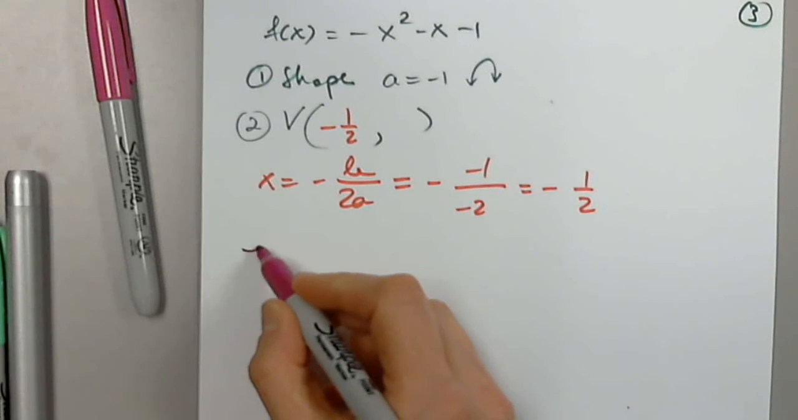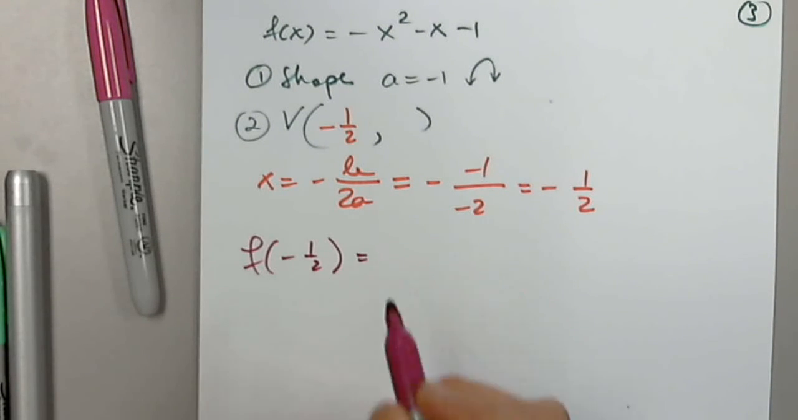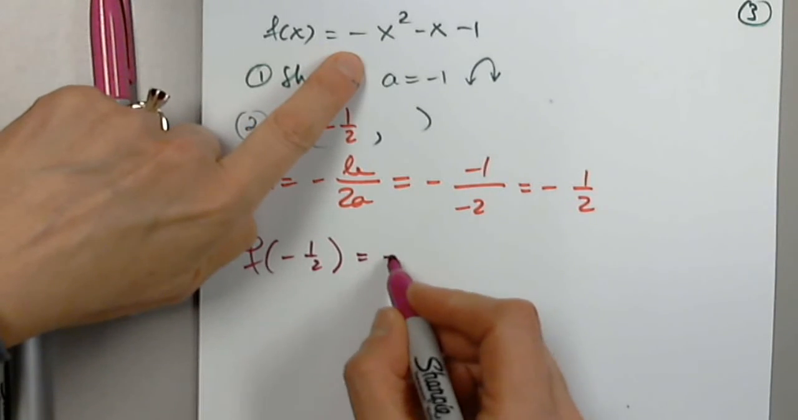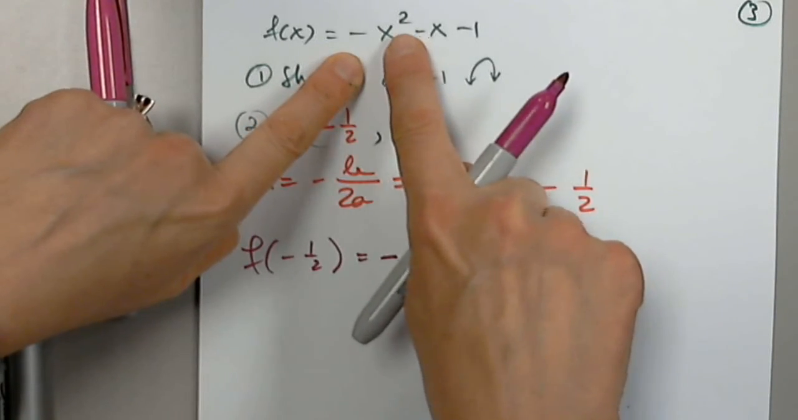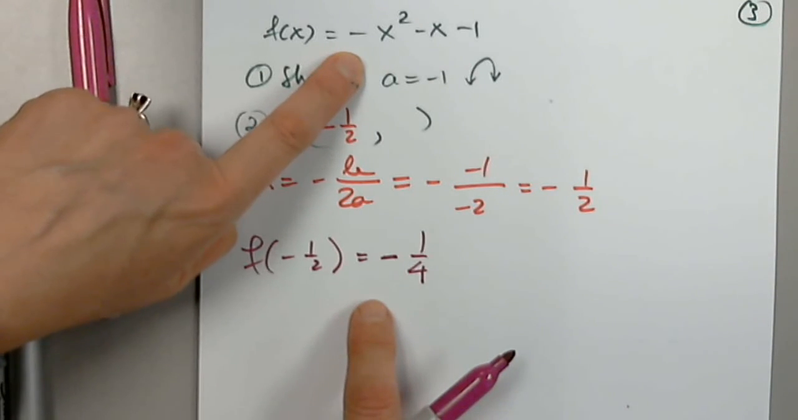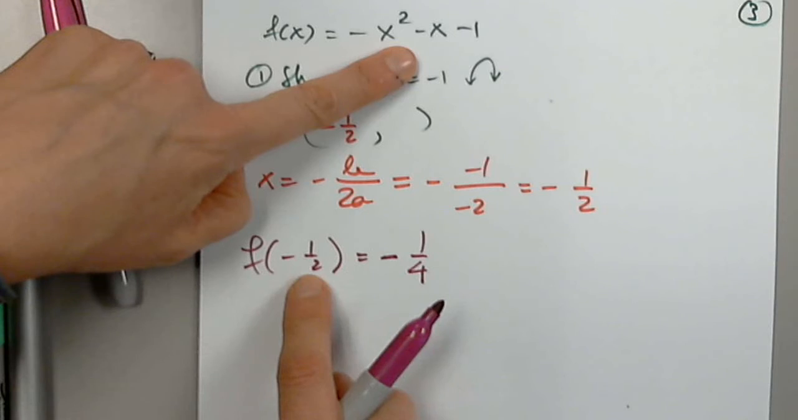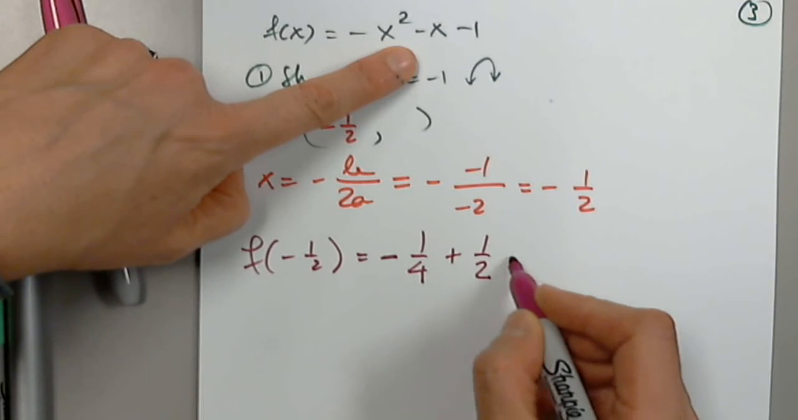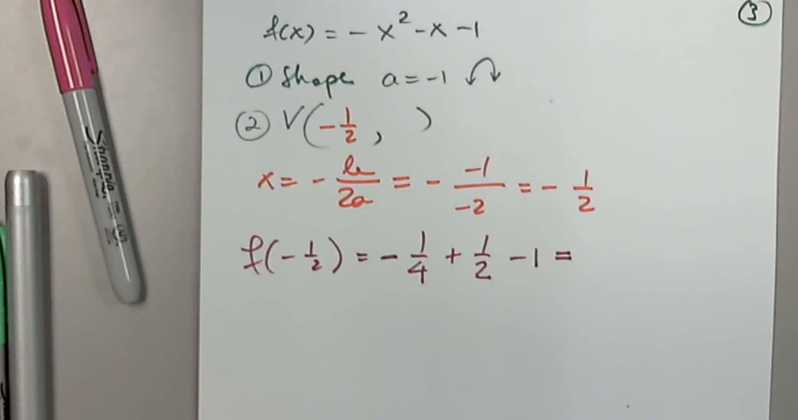Okay, so f of negative 1/2. Careful how we plug it in. This negative is outside, but when I square a negative number, I get positive 1/4 with minus in front. Negative with negative 1/2 is positive 1/2 and then minus 1. Should I perform this step one more time or is it clear? I should? Are we okay?